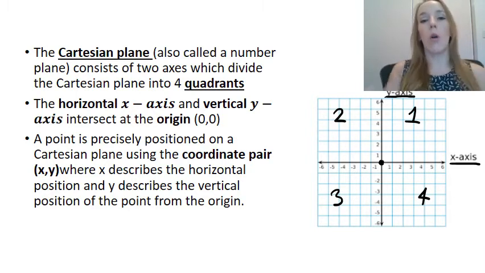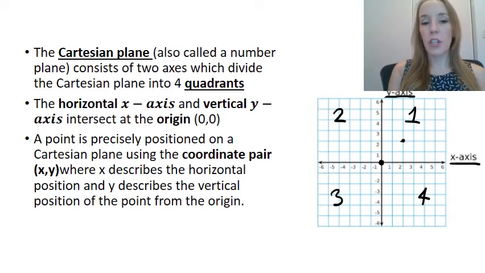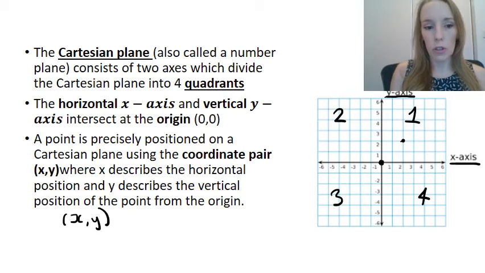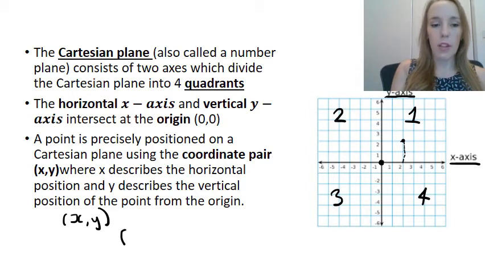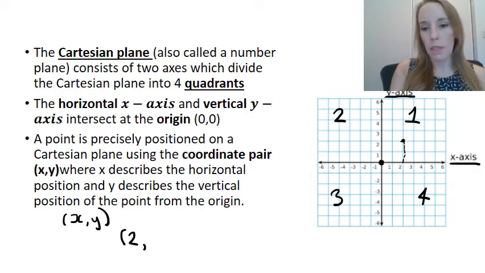So a point that we plot on a Cartesian plane is plotted using a coordinate pair. So if I plotted a point right here, we could actually get the coordinate pair. So the coordinates are written in that format x, y, where x is the position on the horizontal axis. So if you look on our horizontal axis here, you can see it's above the 2. So if we went straight up from the 2, we would hit our point. So the x coordinate would be 2, and the y describes the vertical position from the origin. So the vertical position, again, if we went across, it would also be 2. That was a bad example of 2, 2.